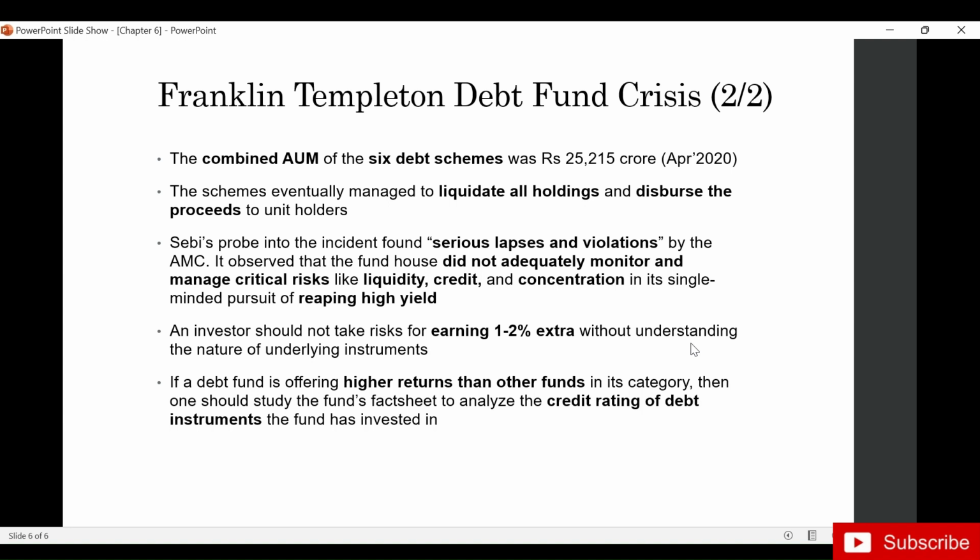So, if a debt fund that you are investing in is offering higher returns than other debt funds in its category, then you should always study the debt fund's fact sheet to analyze the credit rating of the instruments that it is investing in. In this way, you will always invest in funds that are investing in high credit quality instruments and your money will be safe.